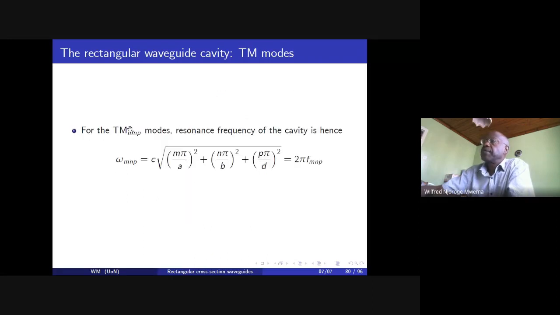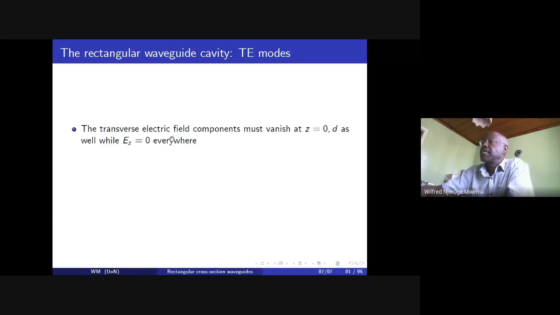So for the TMmnp modes, the resonance frequency of the cavity will therefore be given by omega mnp equal to c times the square root of that value, and we see that this is going to be given by 2 pi fmnp. The transverse electric field components must then vanish at z equal to 0 and d as well, while Ez is equal to 0. That is for the TE modes.